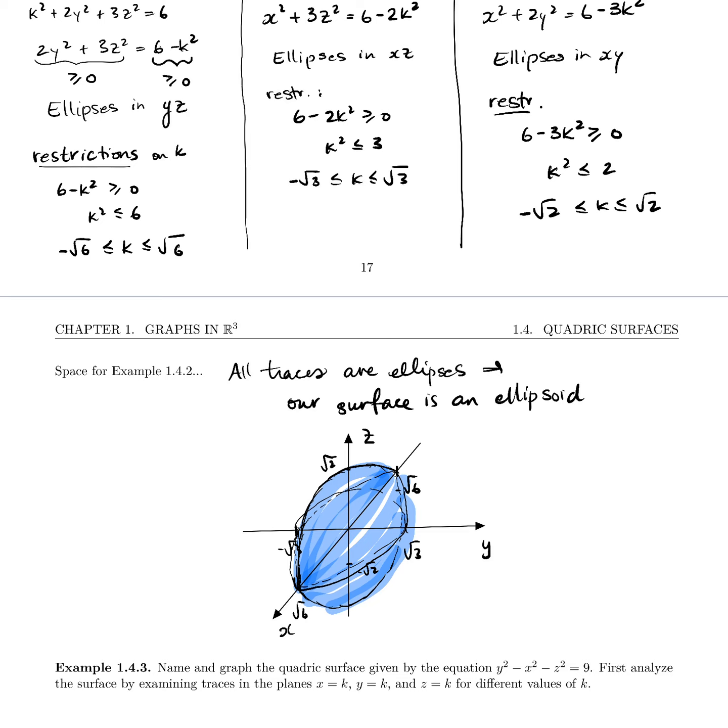In the next video, we'll do one more example of this type, example 1.4.3, and see what the resulting quadric surface is in that case.